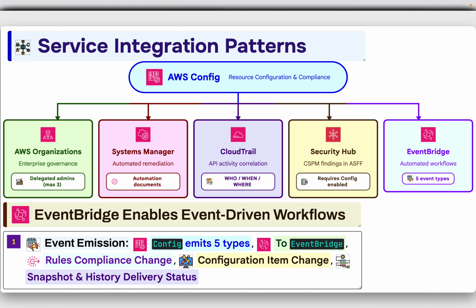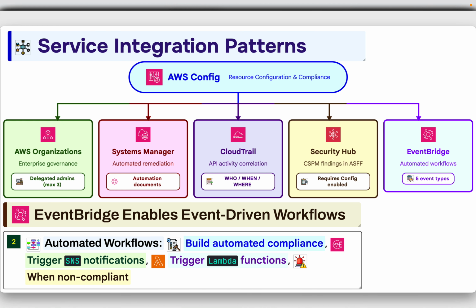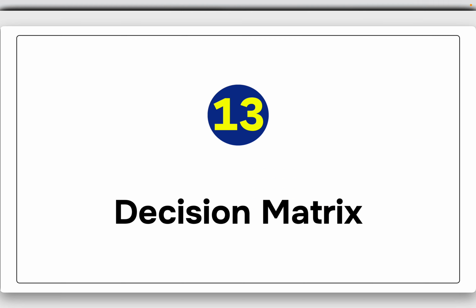Next one is the EventBridge enables event-driven workflows. So first one, event emission. So Config emits 5 types of events to EventBridge, including rules compliance change, snapshot and history delivery status, and configuration item change. EventBridge enables event-driven workflows to build automated compliance, such as triggering SNS notifications or Lambda functions when non-compliant.